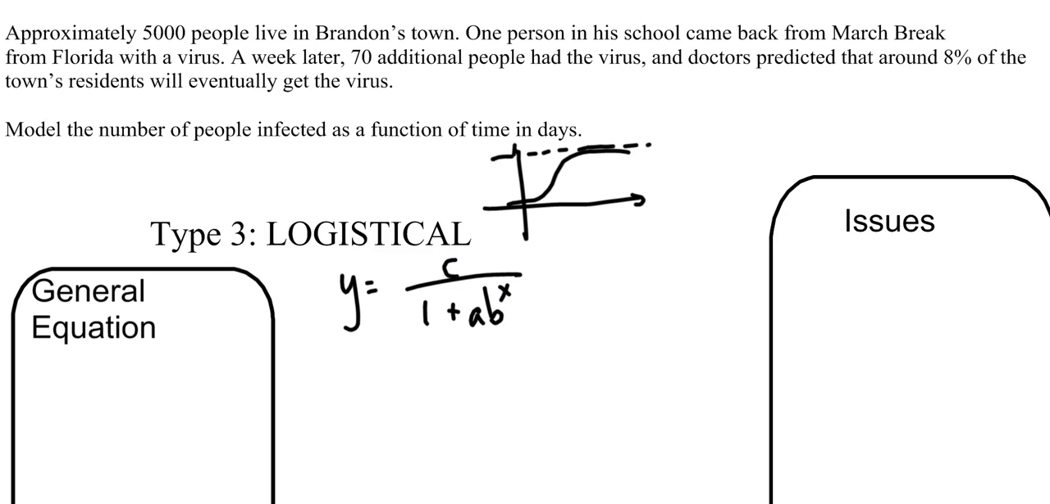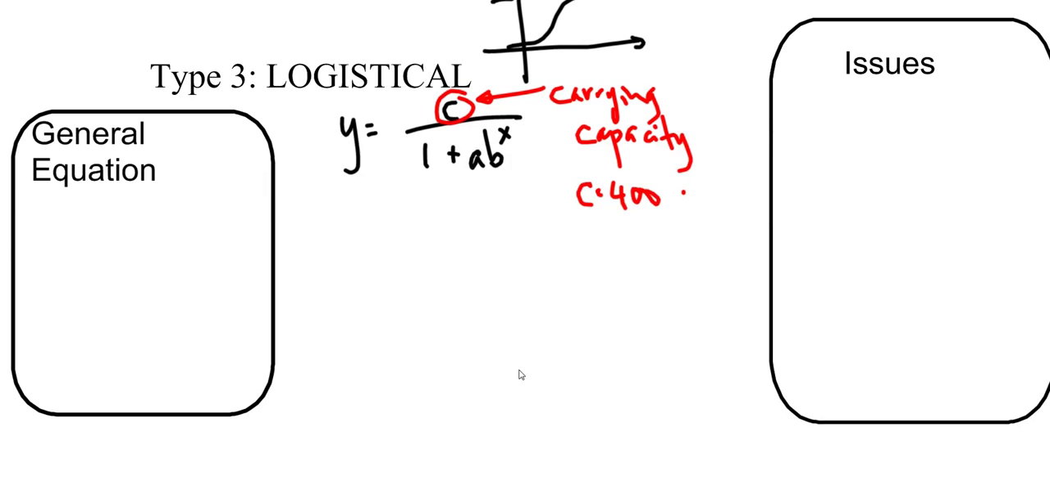Now c is called the carrying capacity. So in our case, the carrying capacity is 400. That's the most that can be infected. So C is equal to 400. And a lot of people will say, oh, A is going to be the initial value and B is the growth factor. And that's not true. This works in a different way. So we're actually going to have to find A and B on our own mathematically.